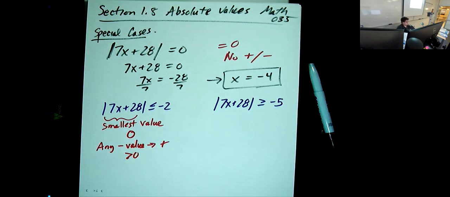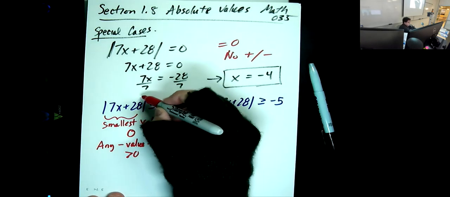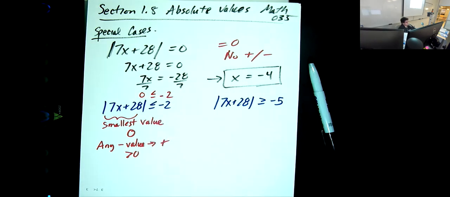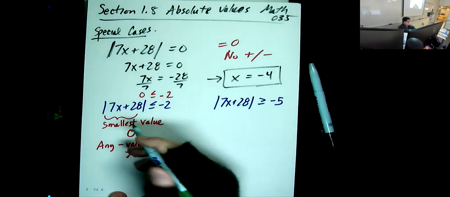So the lowest scenario I have here is 0 is less than or equal to -2. Does that work? Is 0 less than -2? No. Which means any other value that it can take has to be a higher value. It's also not less than -2. This has no solution.